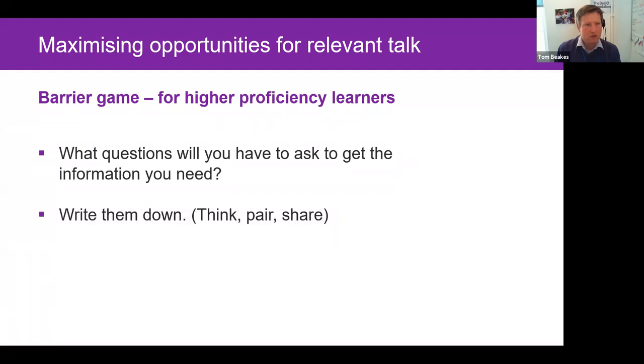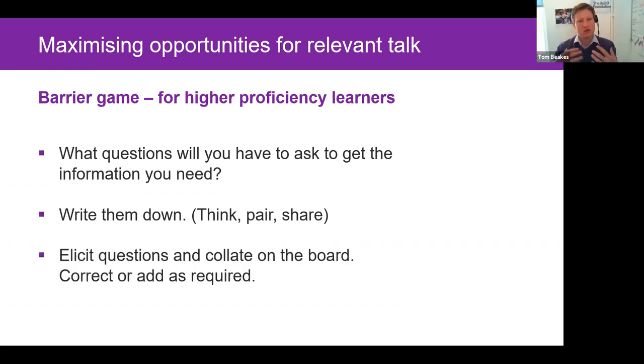The students write them down. Again, this is an opportunity for a think, pair, share kind of sequence. They have a bit of a chance to do it. We're not asking them to immediately give us that information. They have a chance to think about it. And then we can elicit the questions from them, put them on the board, and then correct or add them as required. And then they can start the activity. And then, yeah, absolutely, there are other tasks you could do, prediction activities and so on, which you would also then use to work on with the text afterwards.